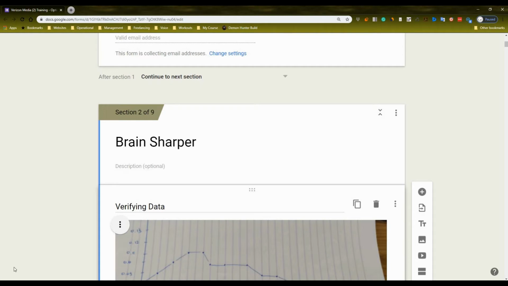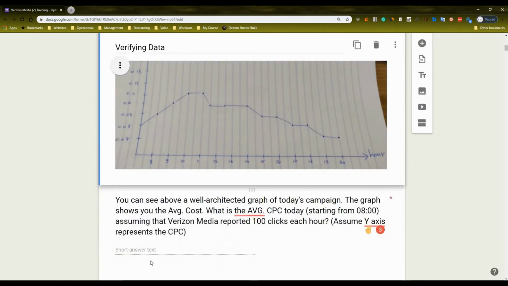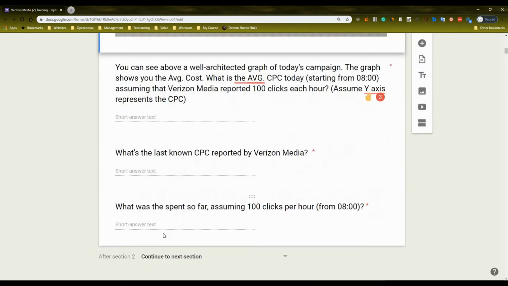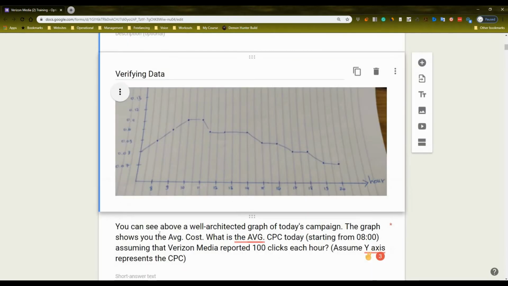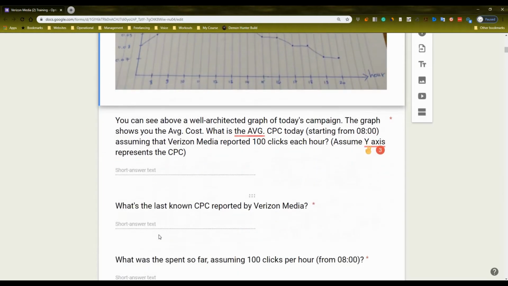Hey guys, it's time for the brain sharper exercise, which is the first part of the Verizon Media training number 2, the optimization part. It will check your mathematical abilities, and actually it's going to check mine. Why mine? Because I haven't yet input the answers here. I was only lucky enough to write the questions. So that's it. We're going to solve it together. Hopefully we'll get the same solution.